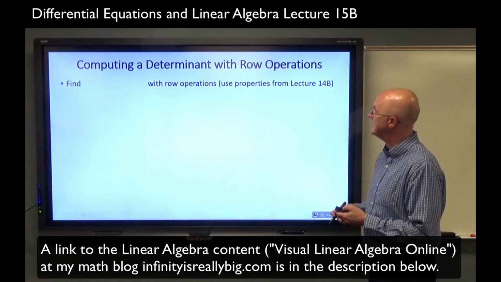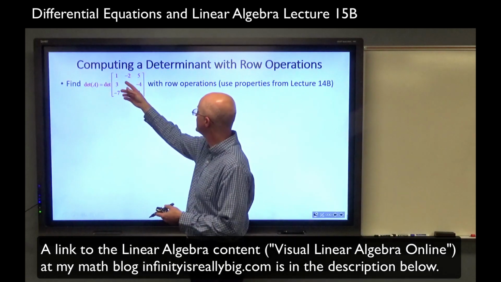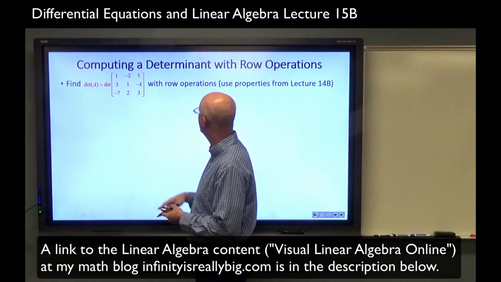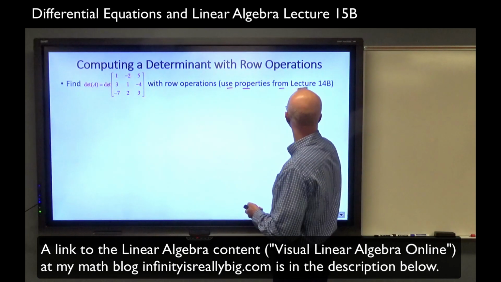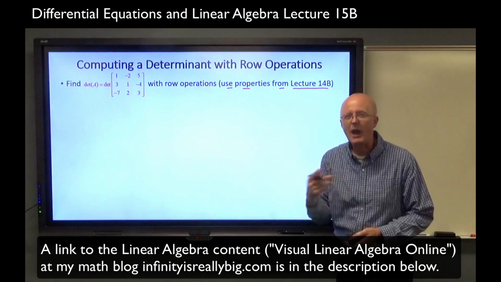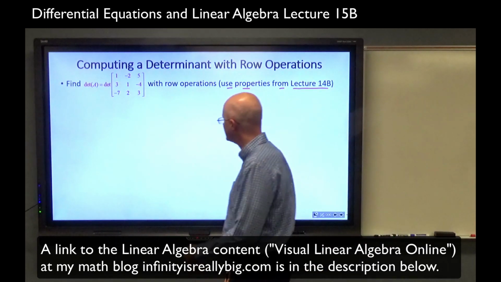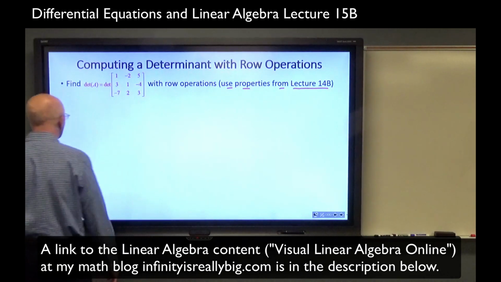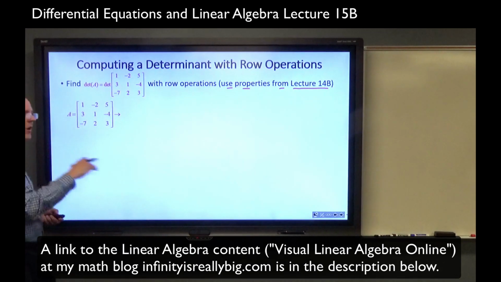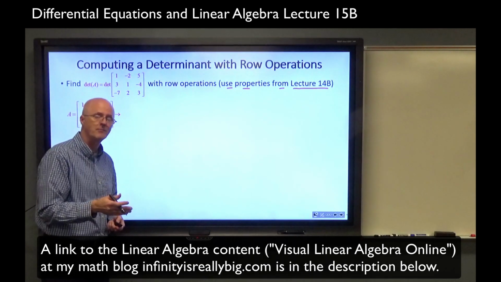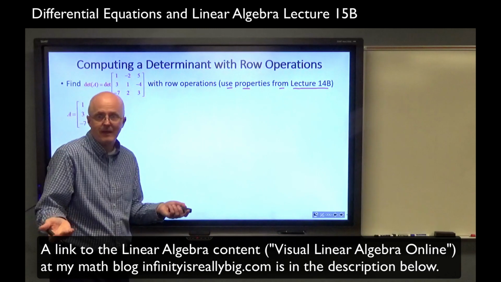All right, so let's go into the details of this example. So here's my example. Find the determinant of this 3x3 matrix, whose entries you see here, using row operations, using properties from lecture 14B. And I'll describe what those properties are verbally as I do the calculation. So you don't actually have to go back and look at those properties unless you want to. All right, so we're doing row operations. We could go all the way to reduced row echelon form, but we actually don't have to. And it's better maybe not to.